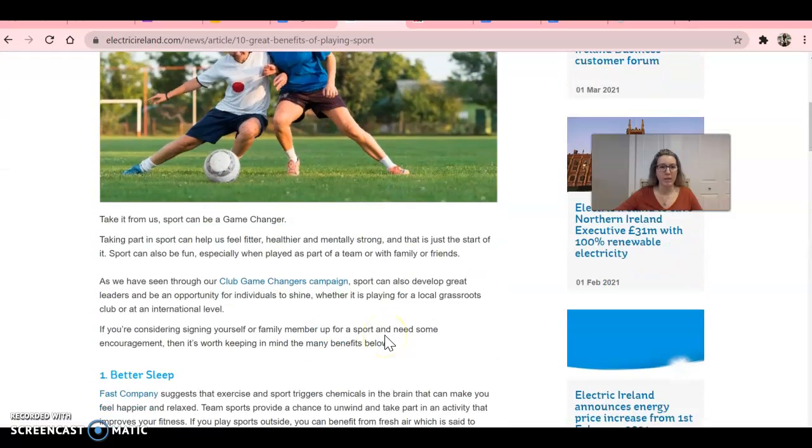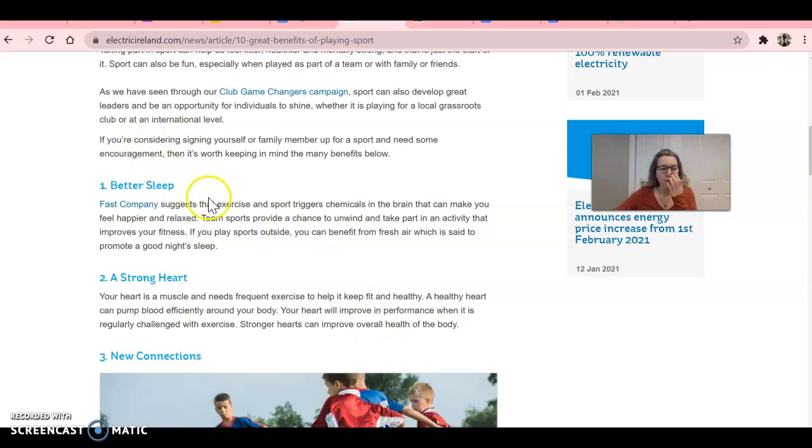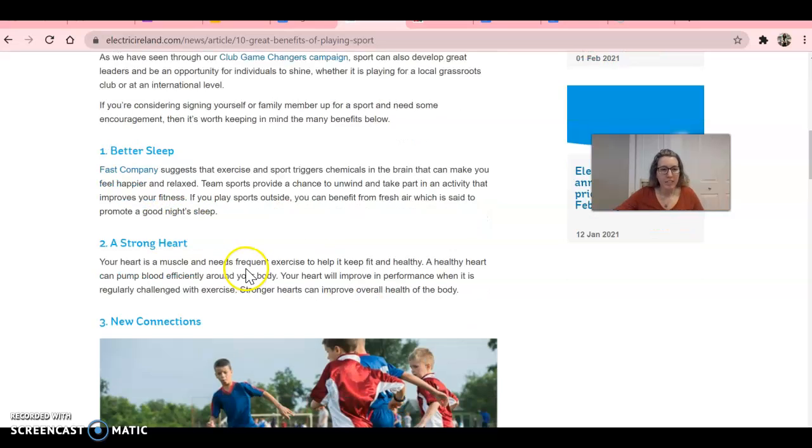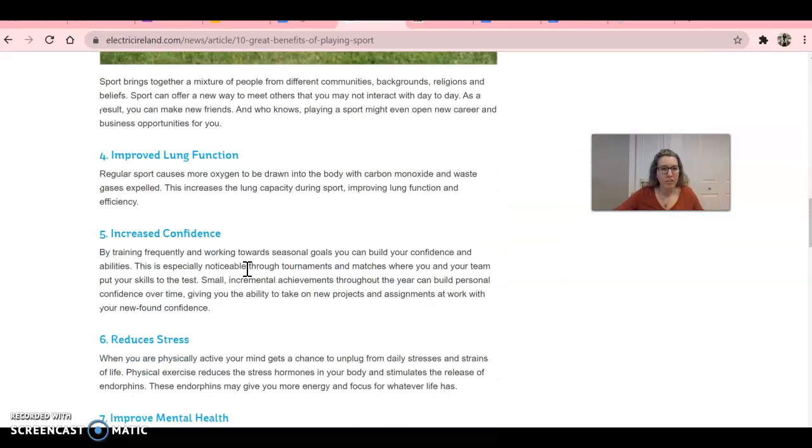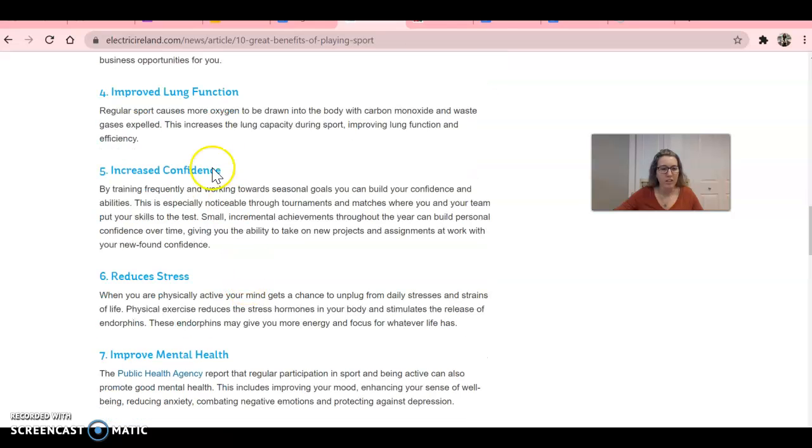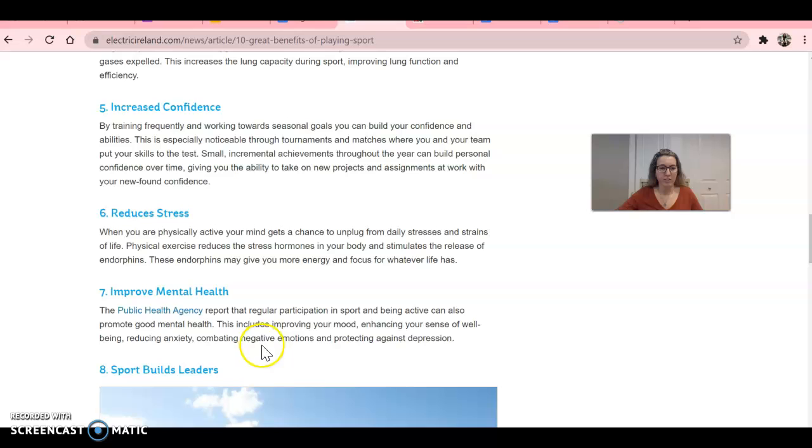It says 10 great benefits of playing sports. Well, I'm just going to look at the headings. It says better sleep, strong heart, new connections, improved lung function, increased confidence, reduced stress. Oh, I like that one. I think that it's very important to play sports because exercise is a great outlet for relieving stress, improving mental health. So I would like to include both of these, so I think I'm going to combine them and say it reduces stress and improves mental health.